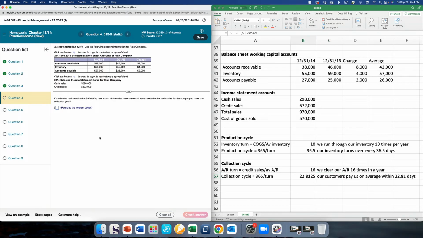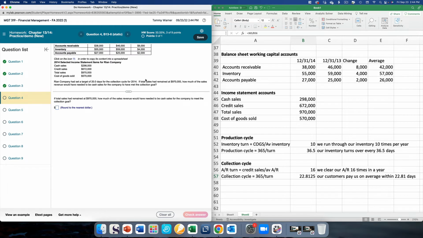So this next question is another collection cycle problem. Okay, and the question is, if you had a total sale of $970,000, how much of it would have needed to be cash in order for the company to meet the collection goal? So first thing, you got to scroll through the top, right? Because for me personally, I did not see this collection goal the first time I sat down to do it, right? So we want to get this down to 20 days.